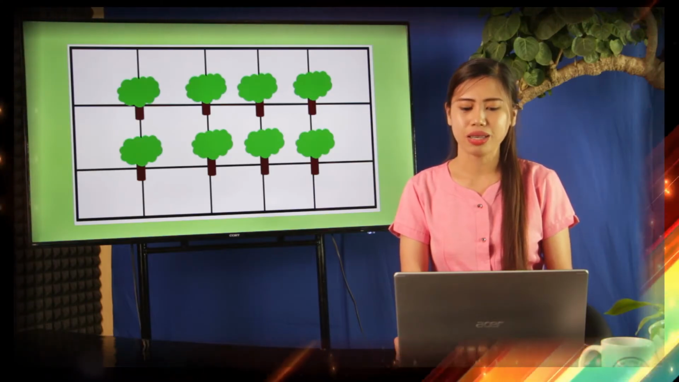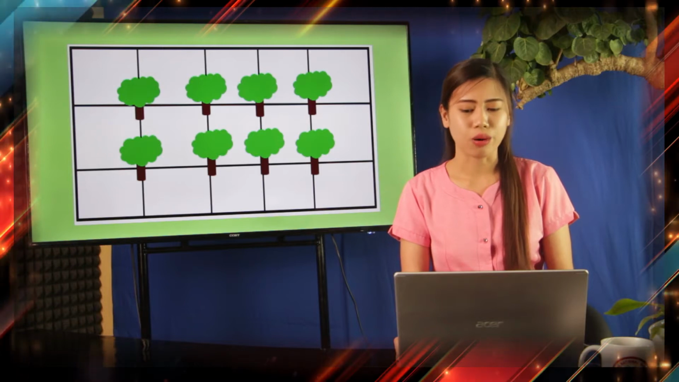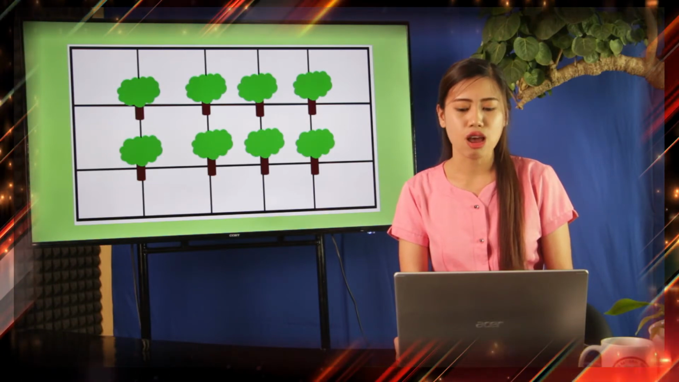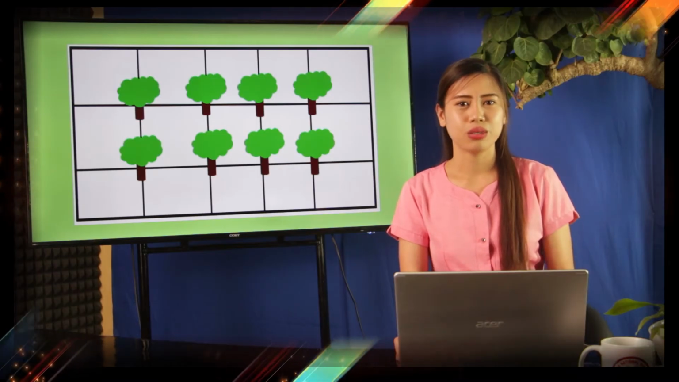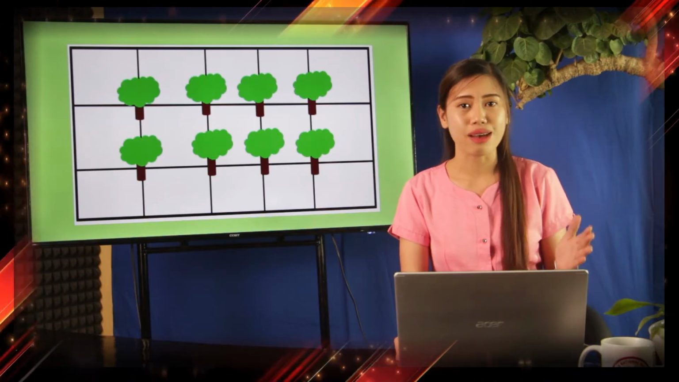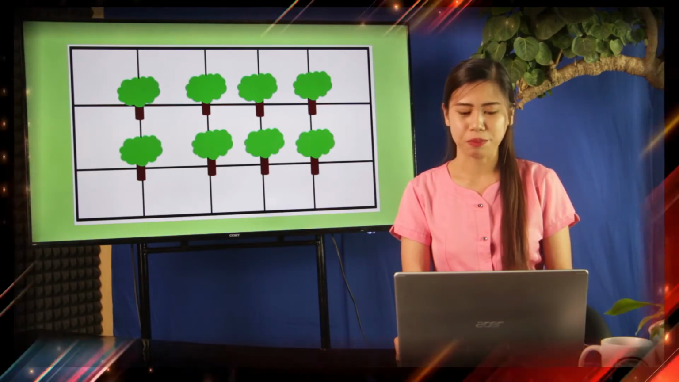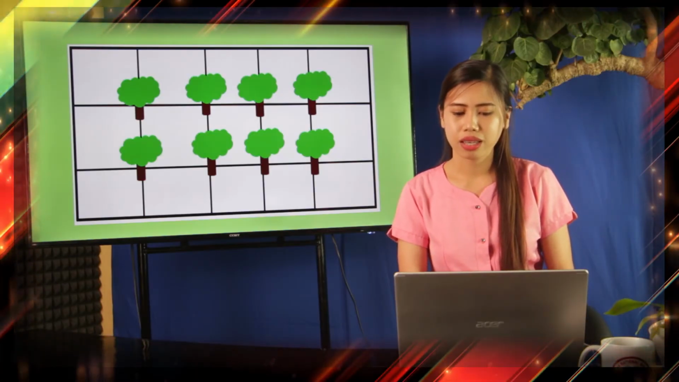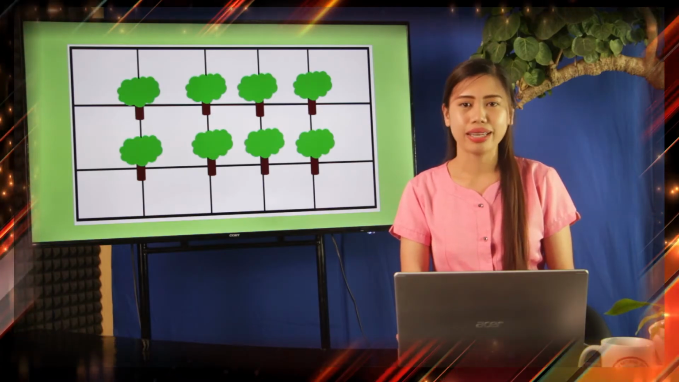Fourth one is, better supervision of the orchard is possible, dahil mas nababantayan mo ang iyong halamanan from one end to the other. So if we have advantages, we also have disadvantages of the square planting system. So what are these? The first one is that a lesser number of trees is planted in a given area.